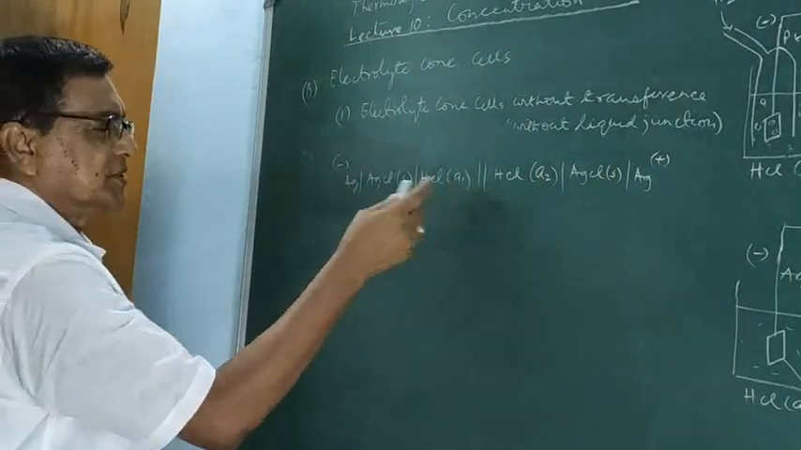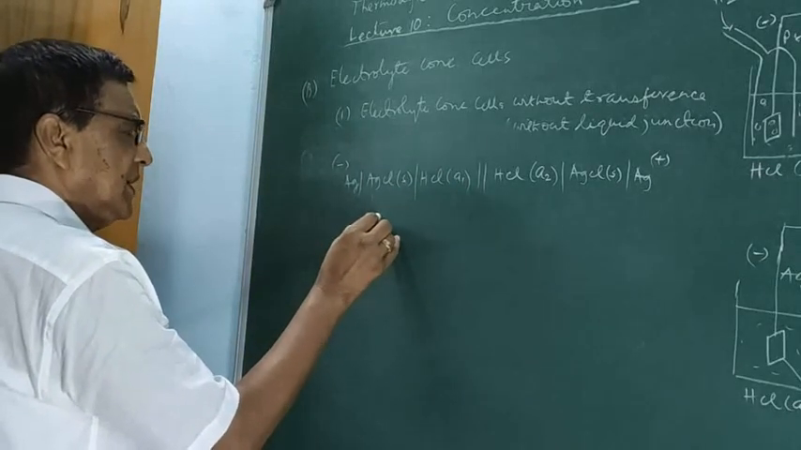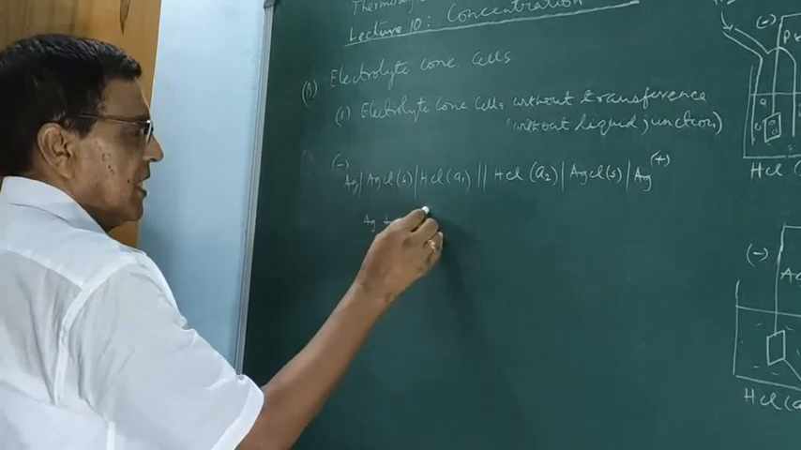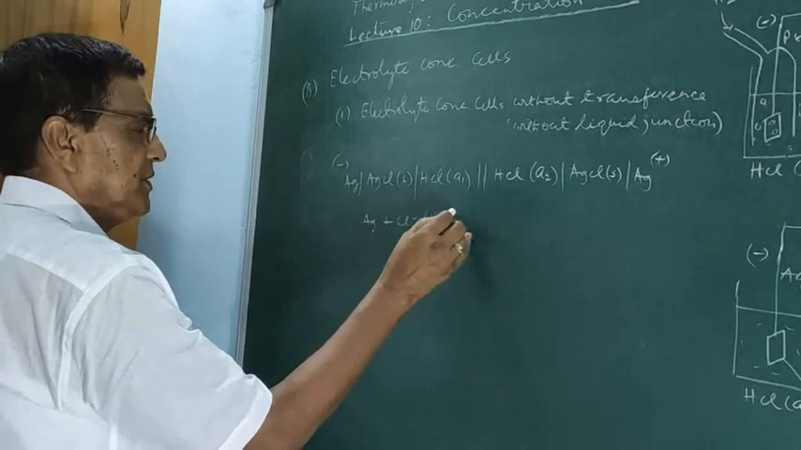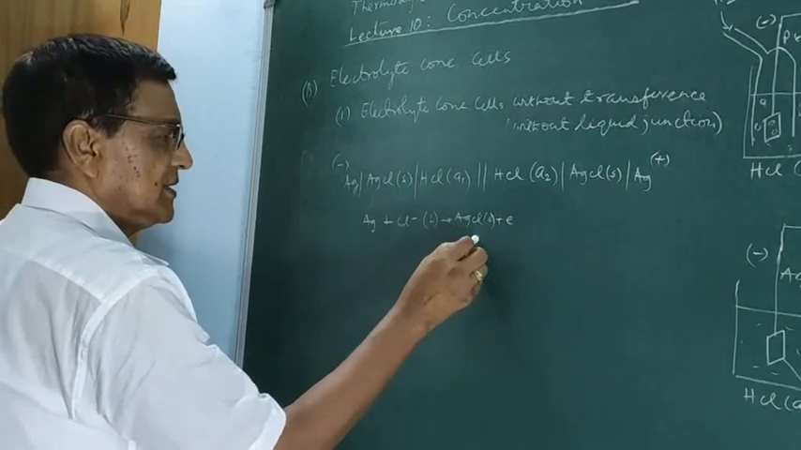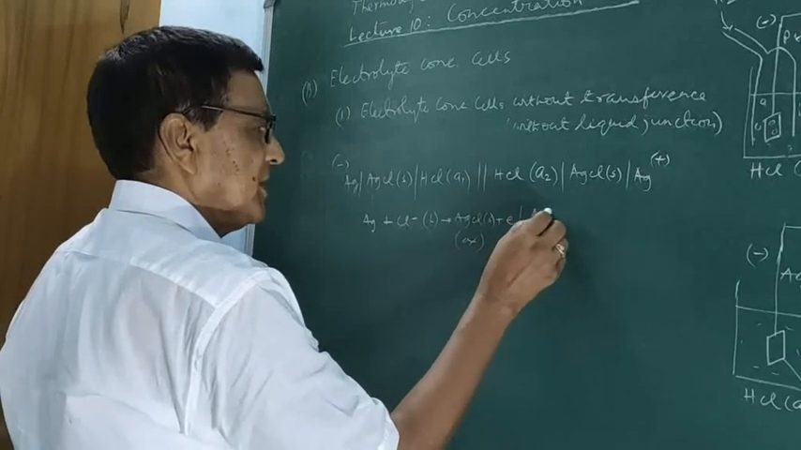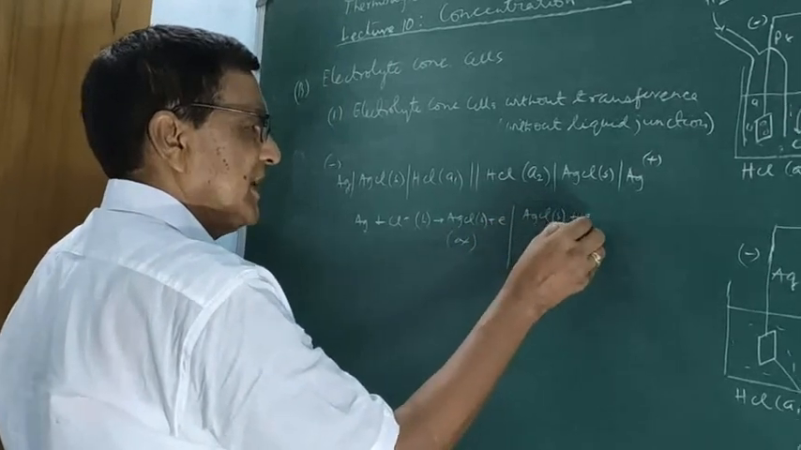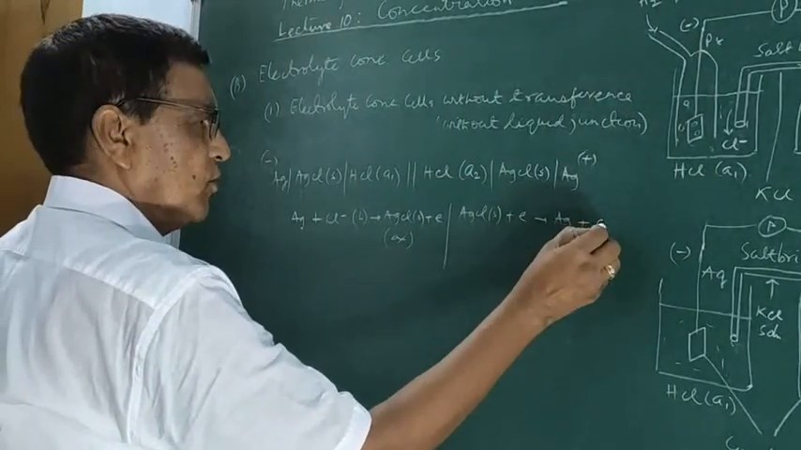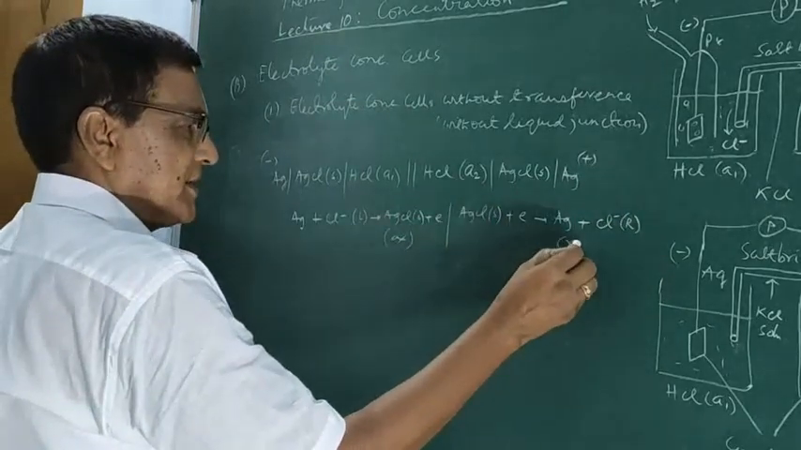In this case, this reaction on the left hand side is the oxidation: silver solid plus a chloride ion from the solution gives silver chloride solid plus 1 electron. And on the right, the silver chloride solid takes this electron, and that is the reduction, giving silver metal plus chloride ion.